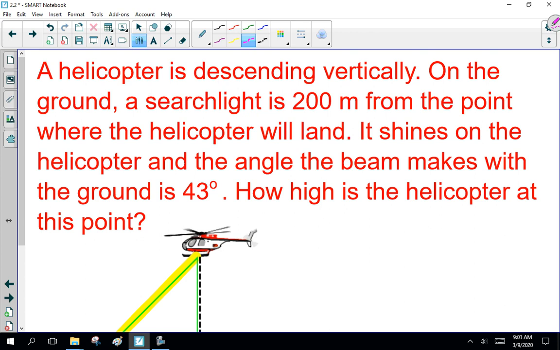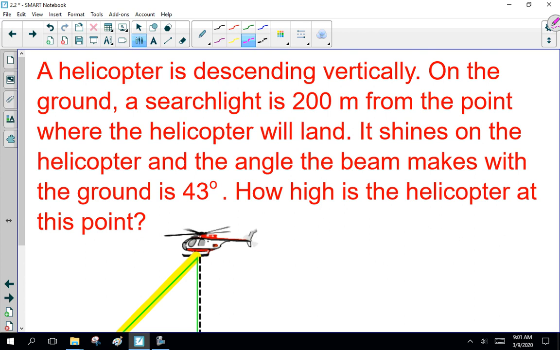So, a helicopter is descending vertically. That is, it's going down. On the ground, a searchlight is 200 meters from the point where the helicopter will land. It shines on the helicopter, and the angle the beam makes with the ground is 43 degrees. How high is the helicopter at this point?